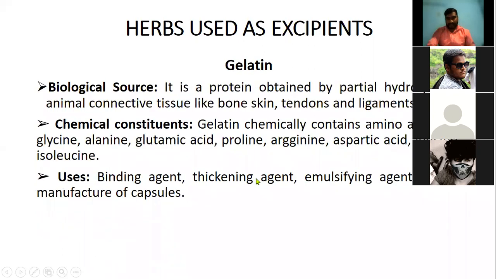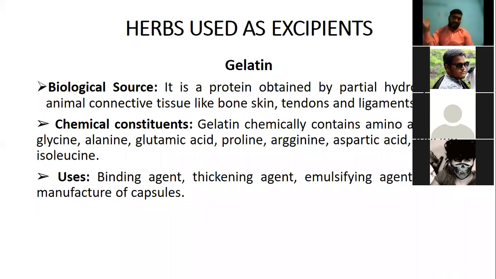Gelatin. Gelatin is a protein obtained by the partial hydrolysis of animal connective tissue. Naturally, we obtain it from various sources. Basically, it is the protein obtained from partial hydrolysis of animal connective tissues like bone, skin, tendons, and ligaments. From gelatin, you can prepare the shells of capsules.